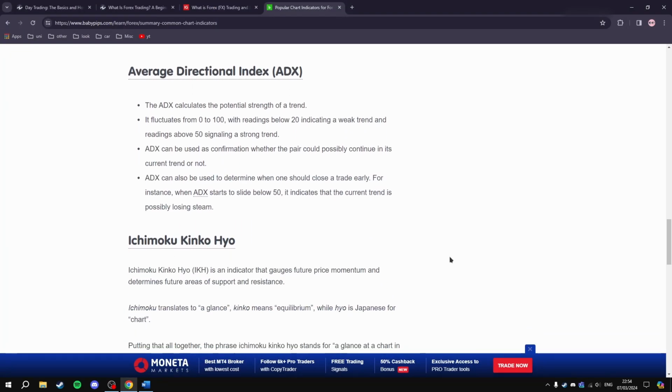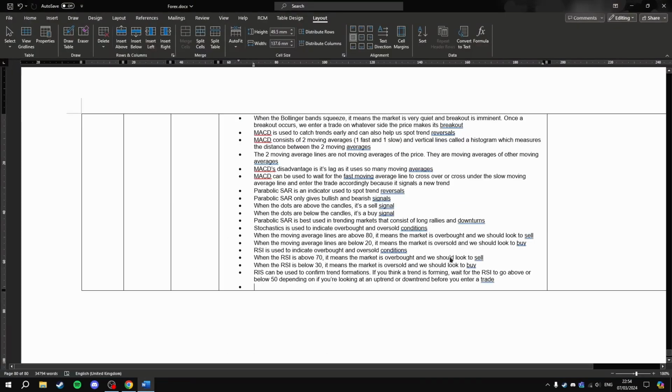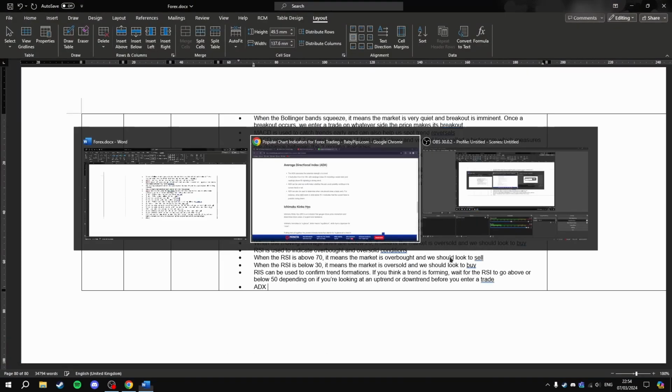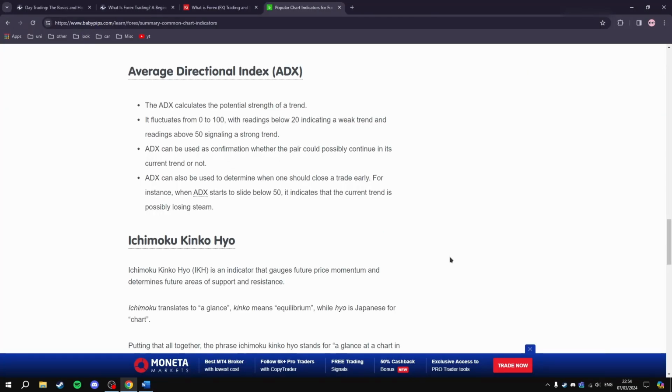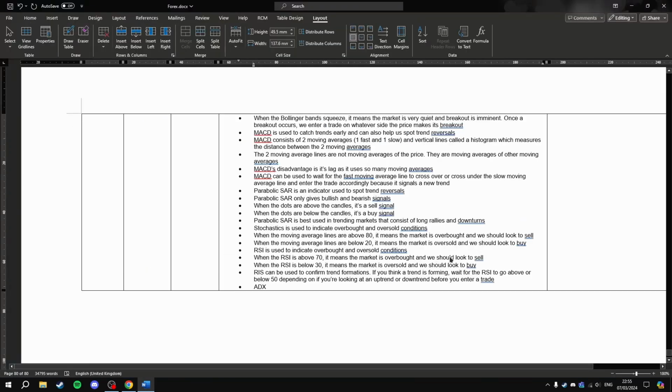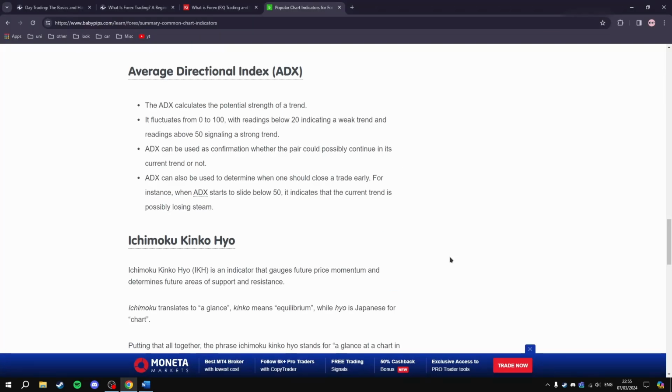The average directional index, or the ADX. The ADX calculates the potential strength of a trend. It fluctuates from 0 to 100, with readings below 20 indicating a weak trend and readings above 50 signaling a strong trend.